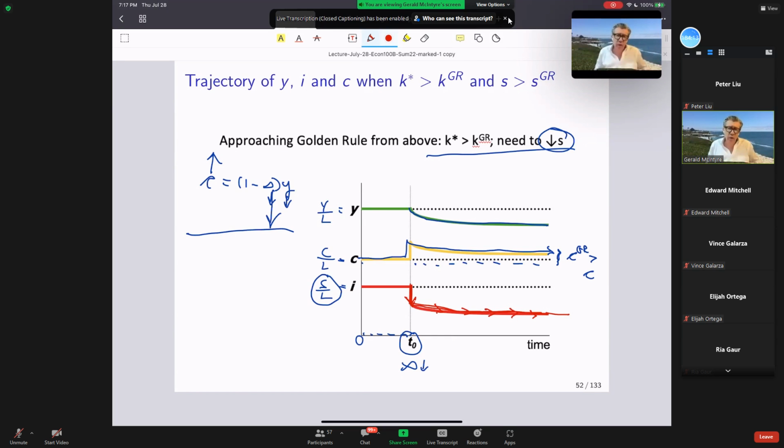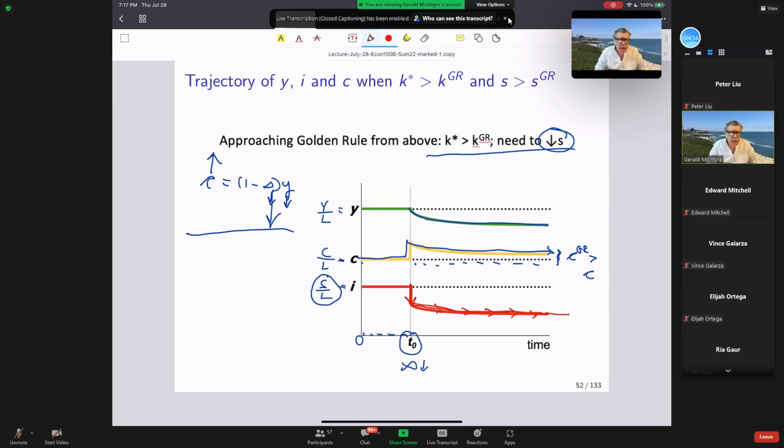So a democracy is a political competition, and politicians can be seen as political entrepreneurs, always searching for the best kinds of policies. Okay? And if we look here at this particular graph, this is the graph of the trajectory of consumption per worker, output per worker, and investment per worker in the steady state as we move from the steady state above the golden rule to the golden rule.